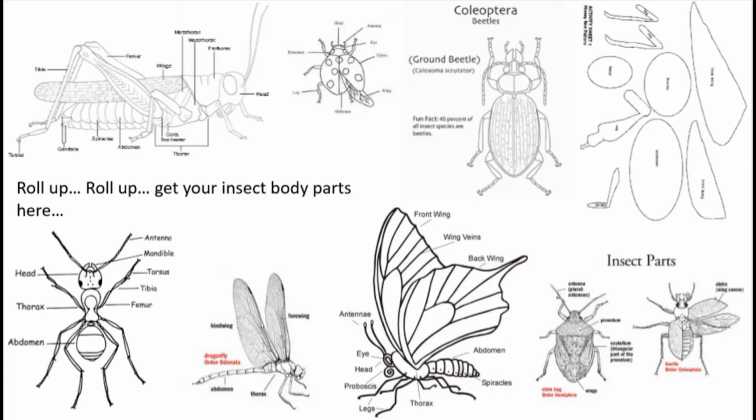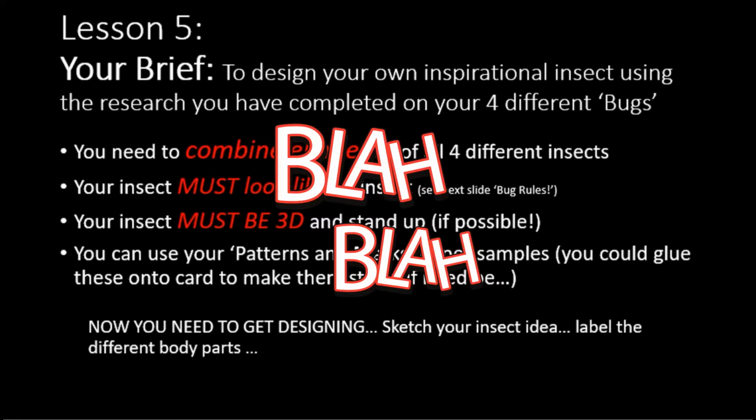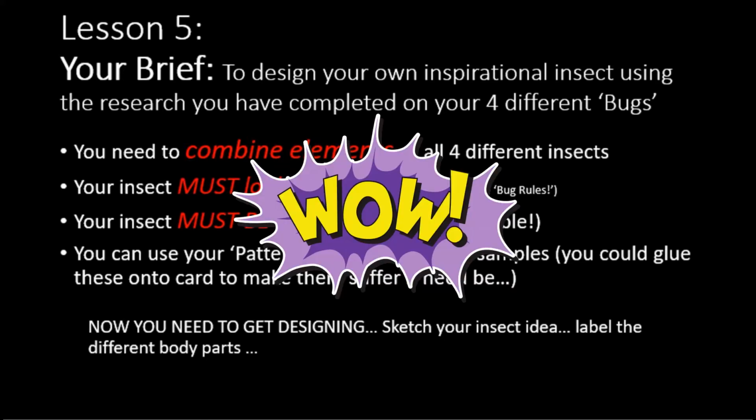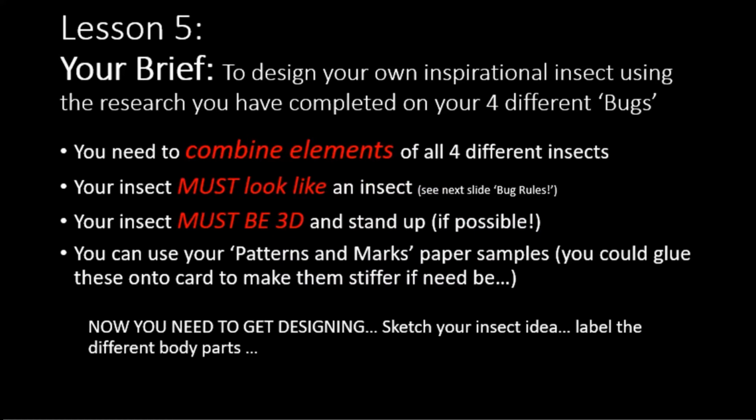Okay, so you need to try and think about your insect being 3-dimensional. I'd like it to try and stand up on those legs if at all possible. So this is all just thoughts you need to have in your head while you're thinking about sketching your design ideas this week. And we're going to use the paper and the marks that we made and the patterns on the samples that we did last week to create our bugs next week, okay? But this week we are just creating template shapes and some sketch ideas, okay?